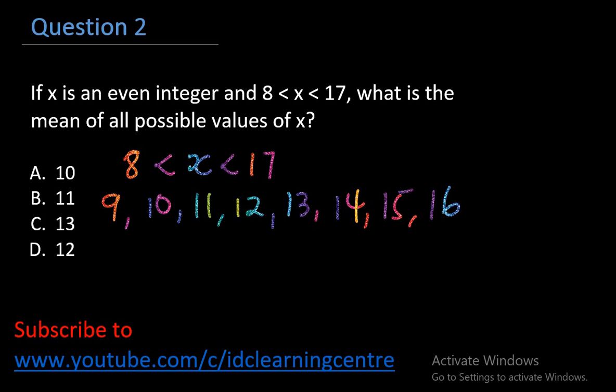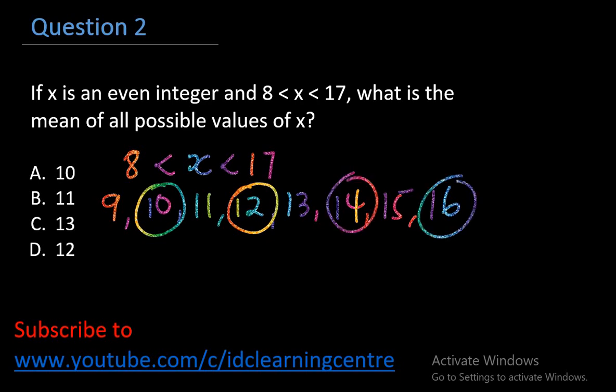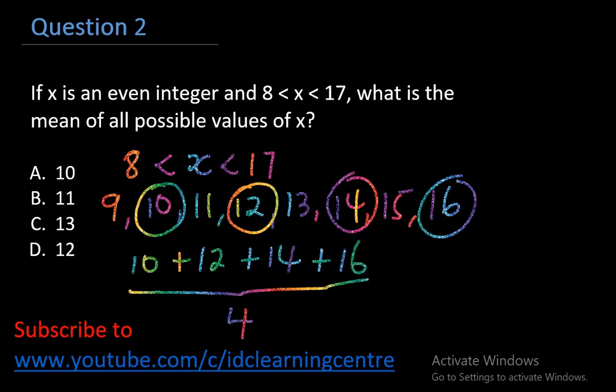The question says that x is an even integer. So x can't be 9. X can only be 10, 12, 14, or 16. Now that we know the possible values of x, which are 10, 12, 14, 16, we are asked to find the mean. How do you find the mean? You simply sum the numbers and divide by how many they are. So the mean will be 10 plus 12 plus 14 plus 16. Then we divide by how many there are. There are 4 of them. We divide by 4.